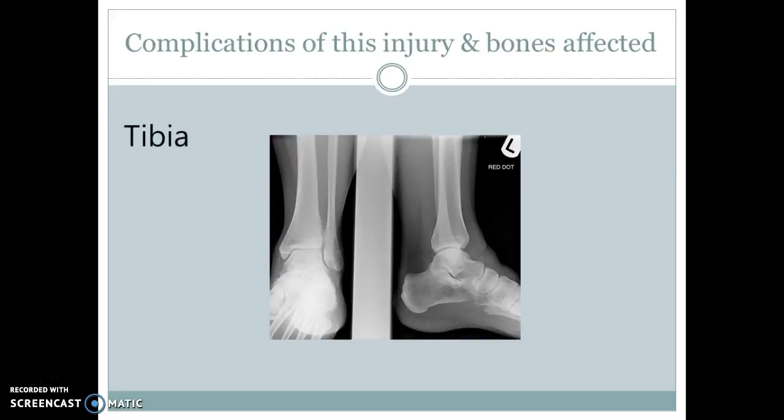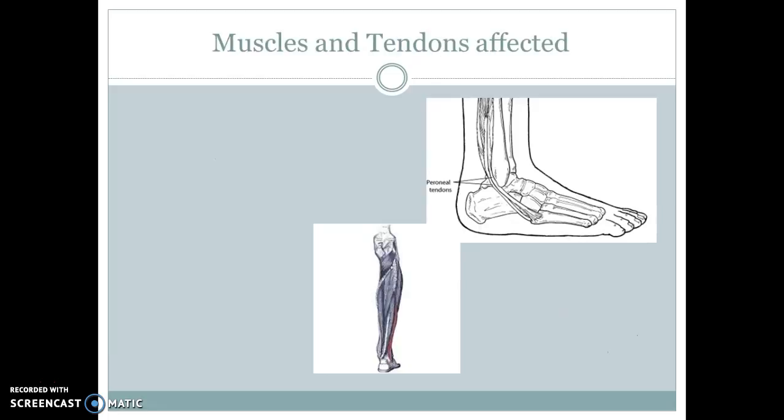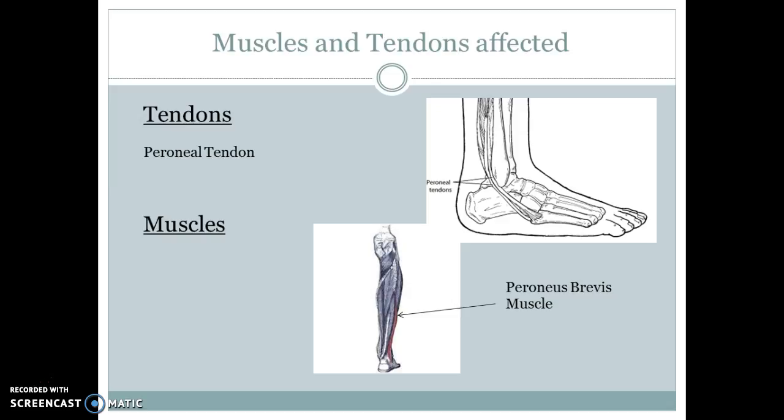Complications of this injury and bones affected. Bones affected are the tibia, which is your shin bone. Second is your fibula, which is the thinner bone that runs next to the tibia. The talus, which is the bone of your ankle. Complications: if not treated with care, it might lead to chronic disability and need to be addressed with therapy or surgery. Muscles and tendons affected. The peroneus brevis muscle, which is on the side of your calf, and for tendons, it is the peroneal tendon. It connects your calf muscle to your foot.